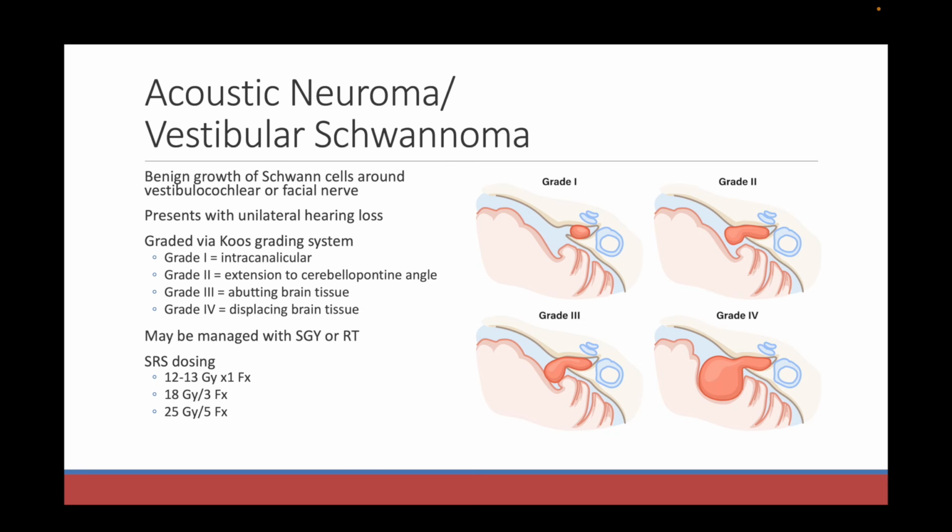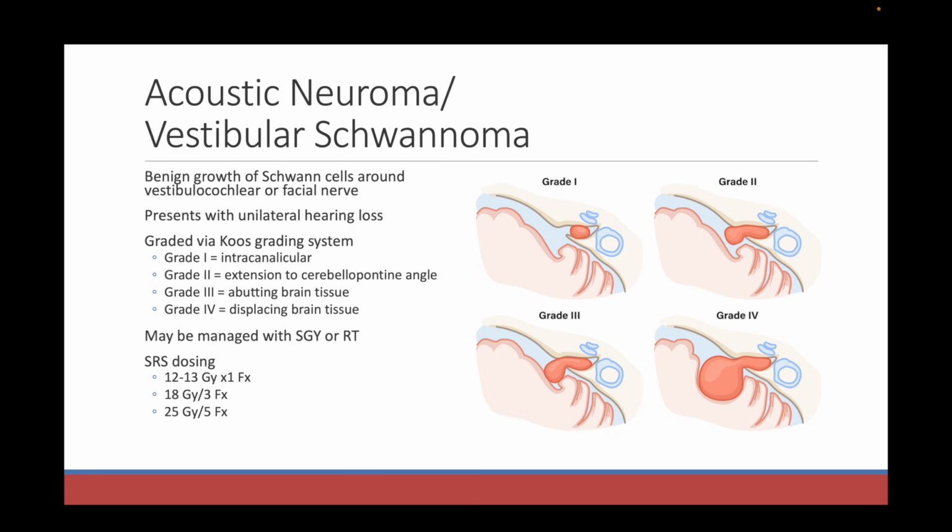So grade 1 schwannomas are intracanalicular, like shown in the image. Grade 2 are extending into the cerebellopontine angle, but not yet touching brain. Grade 3, they're now abutting your brain tissue. And then grade 4, they're actually displacing brain tissue, causing mass effect.